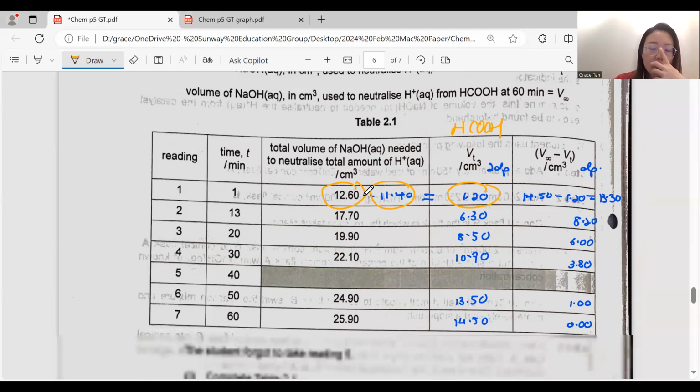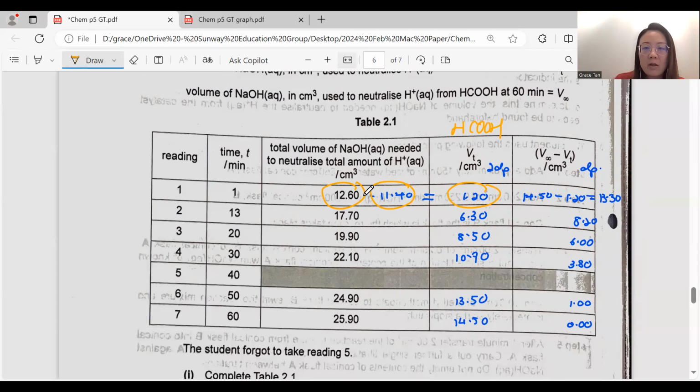Now, how to calculate V infinity minus Vt? V infinity is the 60-minute value, which is 14.5. So you need to take 14.5, look over here, 14.5 minus your Vt on the left. So 14.5 minus 1.2, I'll get 13.30. Then the same thing, take 14.50 minus 6.30, you get 8.20. So therefore, you may pause the video here and check your calculation, whether the answers are correct or not.